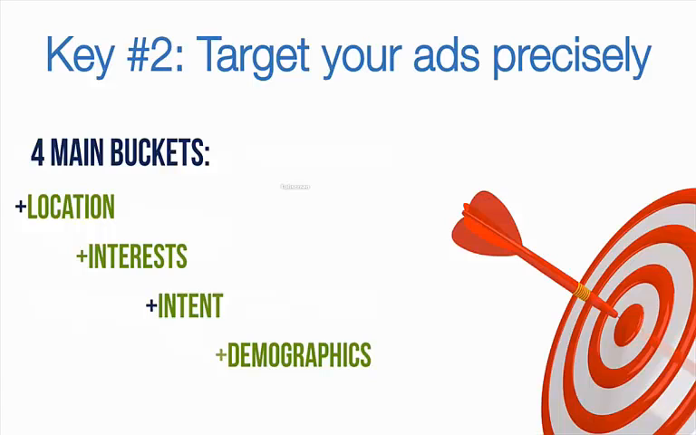So you can target your ads with online advertising in very, very specific ways. There are four main buckets. You can target by location, you can target by interests, you can target by intent, and you can target by demographics. You combine all four of those things together, and you have amazing targeting capabilities to ensure that your ads are being seen by the right people, by the absolute best prospects for your business.